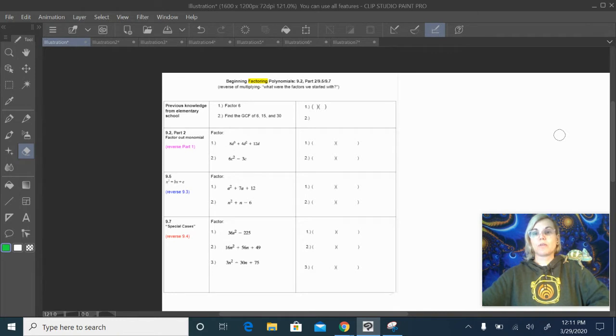So far in Chapter 9, we've been multiplying polynomials together, and today we're going to be going backwards and essentially figuring out what it was that I started with, multiplying, so that I now have this polynomial. So factoring is basically dividing, figuring out what the factors of that polynomial are. There are three different types that we're going to talk about in this section, and I'm going to split those three types into three different videos.